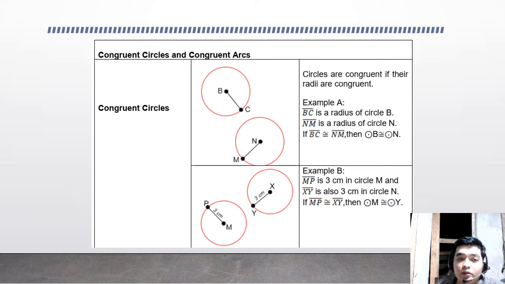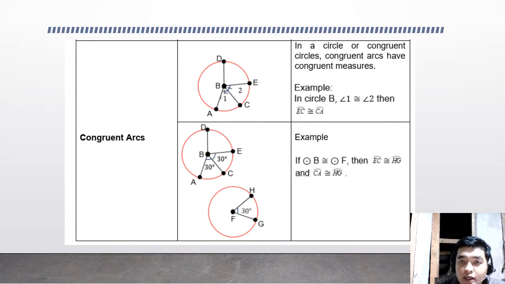Congruent circles and congruent arcs. Circles are congruent if their radii are congruent. So if this radius is equal to this radius, therefore circle B is congruent to circle N. That's for congruent circles. In a circle or congruent circles, congruent arcs have congruent measures. So in congruent circle C, it follows that the measures of the arcs are also congruent.